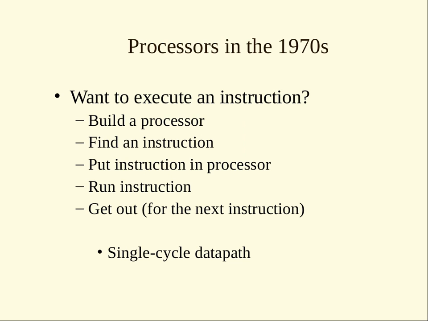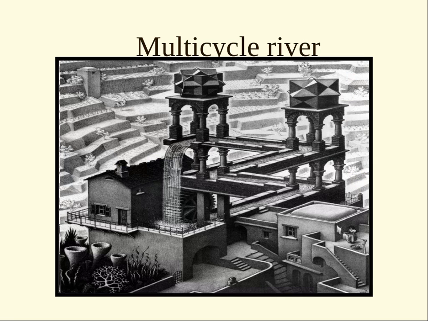So you build a processor, find an instruction that you found on the side of the road, put instruction in processor, run the instruction, and get out for the next. So this is the single cycle. All right. Get out.